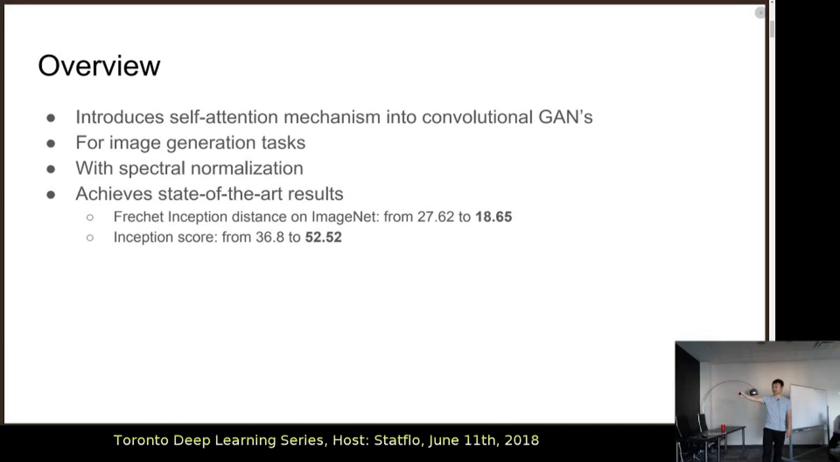It uses two metrics. The first one is called Frechet Inception Distance. The dataset they're applying to is ImageNet. And the second one is called Inception Score. It's a little bit confusing because for the first score, less is better, and for the second score, more is better. Bigger is better. I will give you the best of my understanding of what those two scores mean in a moment.